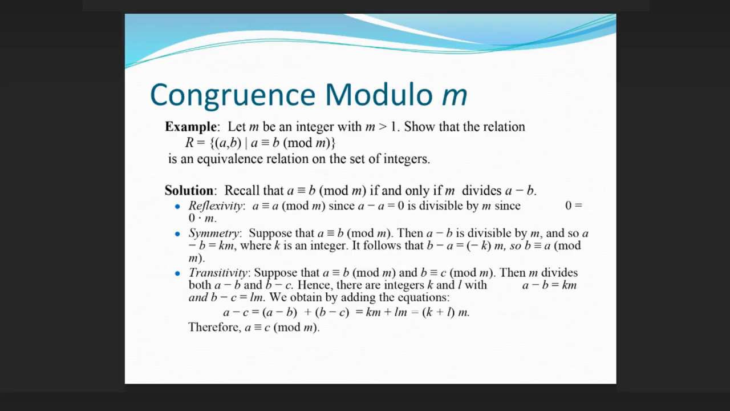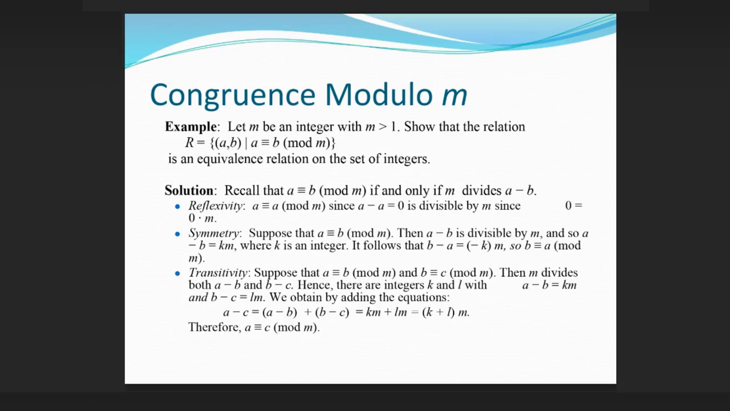Congruence modulo m. Example: let m be an integer with m greater than 1. Show that the relation R equals {(a, b) | a ≡ b mod m} is an equivalence relation on the set of integers. Solution: recall that a ≡ b mod m if and only if m divides a minus b. Reflexivity: a ≡ a mod m since a minus a equals 0 is divisible by m since 0 equals 0 times m. Symmetry: suppose that a ≡ b mod m. Then a minus b is divisible by m, and so a minus b equals km, where k is an integer. It follows that b minus a equals minus km, so b ≡ a mod m.